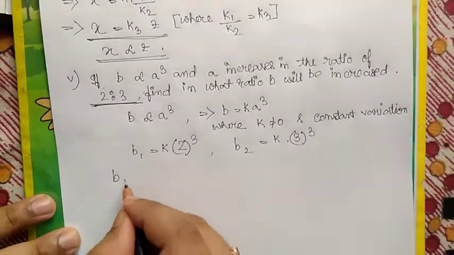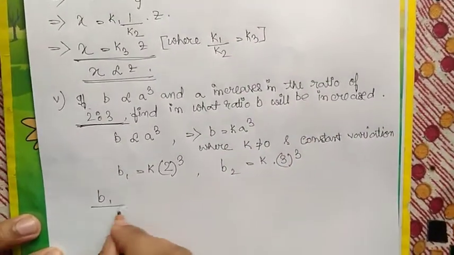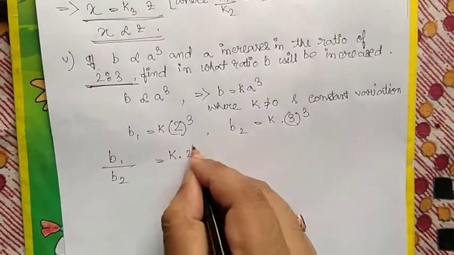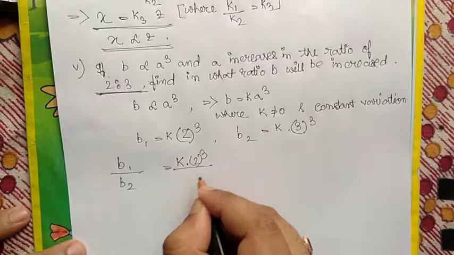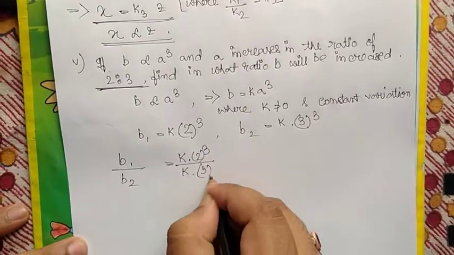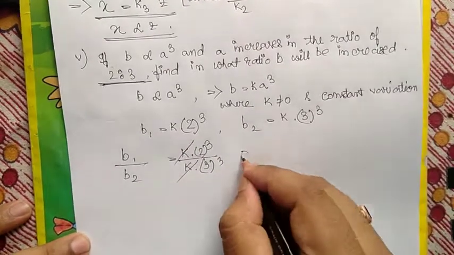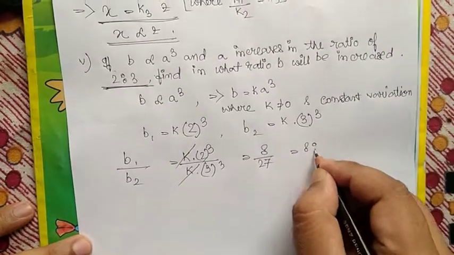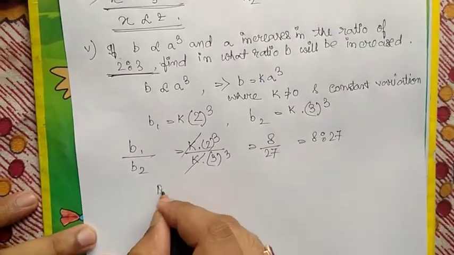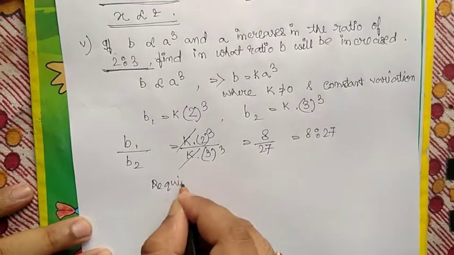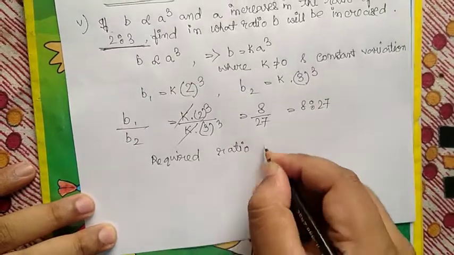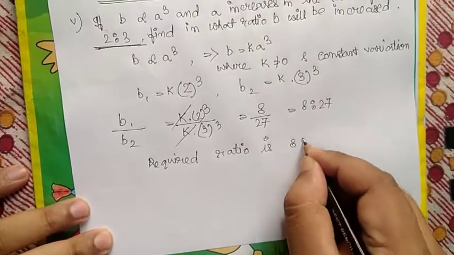So in what ratio will b be increased? b1 by b2 equals k 2 cube by k 3 cube. 2 cube means 8, 3 cube means 27. So 8:27. So the required ratio is 8:27.